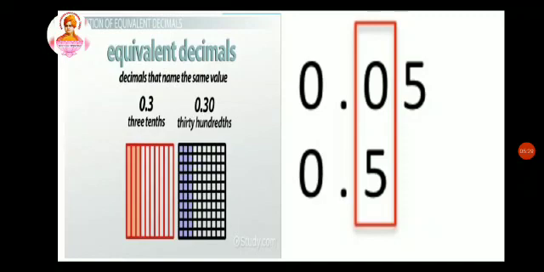But in the first example, we have 0.3 and 0.30. In the first tenths place, we have 3 in the first number, and the second number also has 3. Then we move on to the hundredths place. Here we don't have a value, which means 0, and here we have a value 0. So the value does not change. So these are equivalent decimals, but the second example is not.